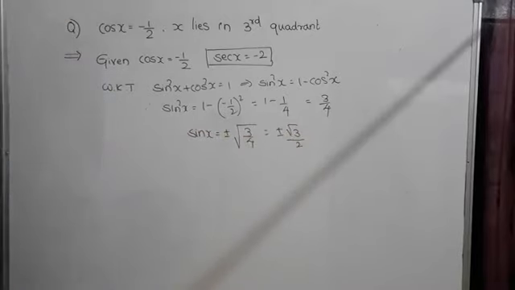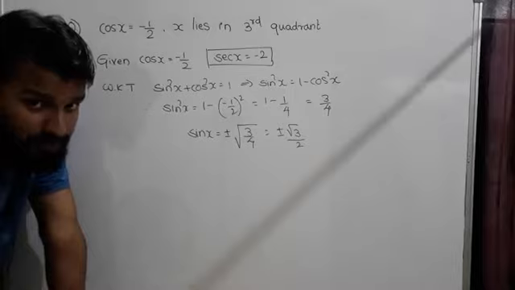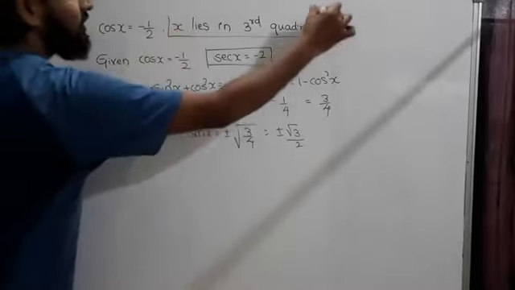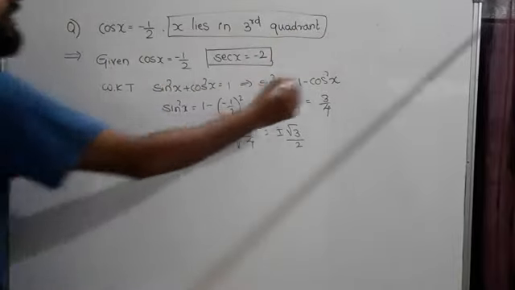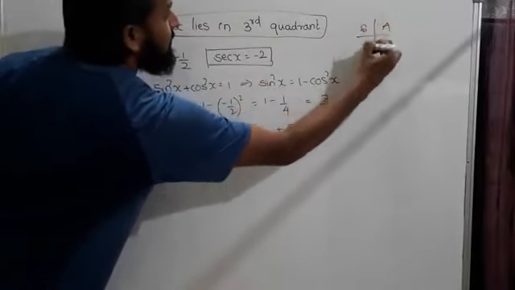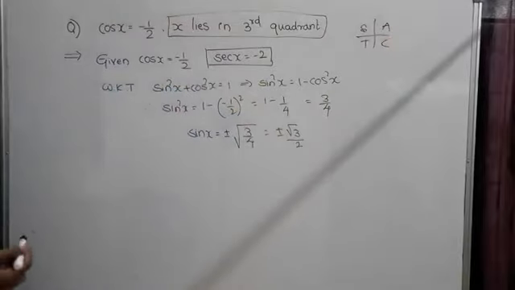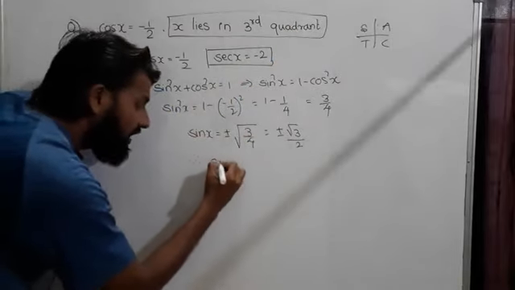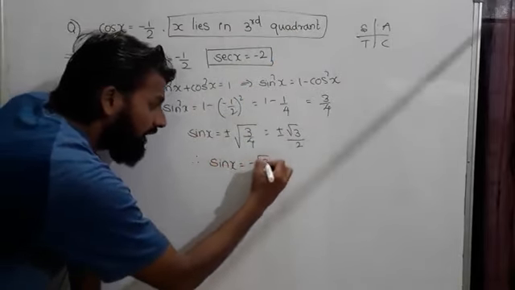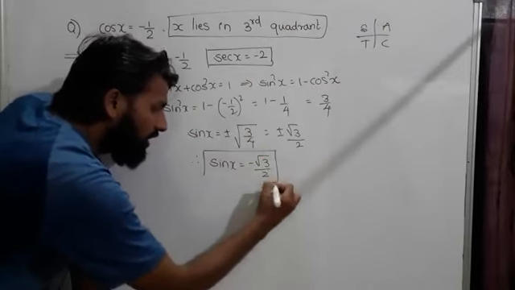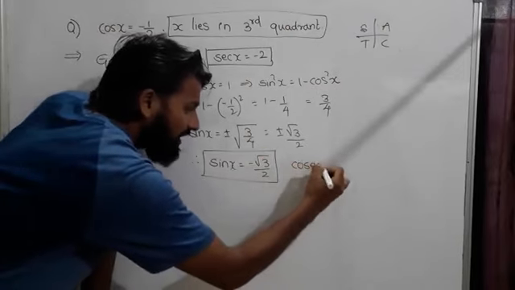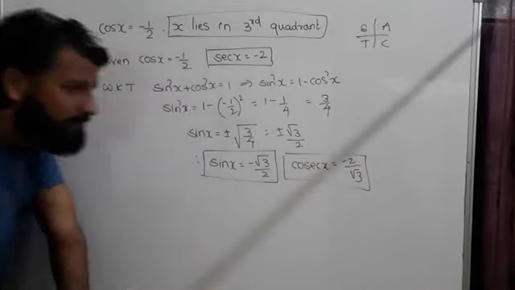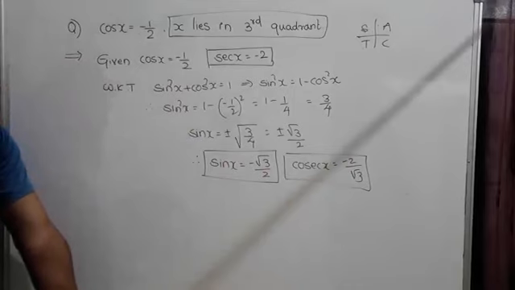Now the time comes which one to choose, plus or minus. That depends on where x lies. x lies in the third quadrant. So for the third quadrant, apply the ASTC rule. In the third quadrant, sine is negative. So therefore sin x is equal to minus root 3 upon 2, and we also got cosec x, which is equal to minus 2 upon root 3. So we got sine and cosec.